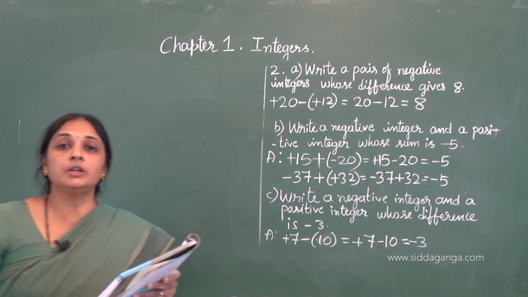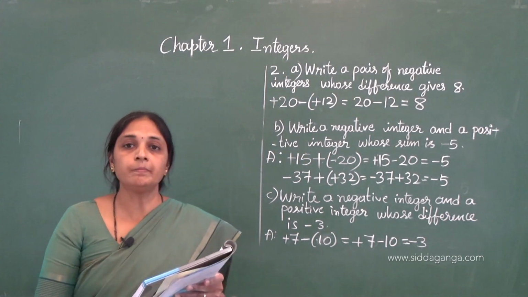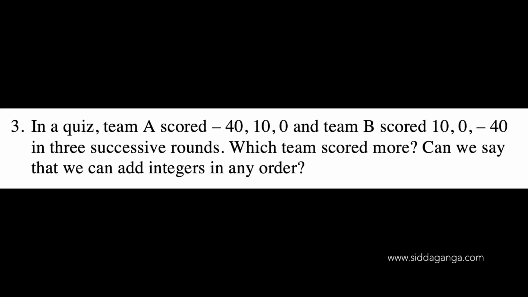So I read the third question. Listen to me. In a quiz, Team A scored minus 40, 10, 0 and Team B scored 10, 0, minus 40 in 3 successive rounds. Which team scored more? Can we say that we can add integers in any order?